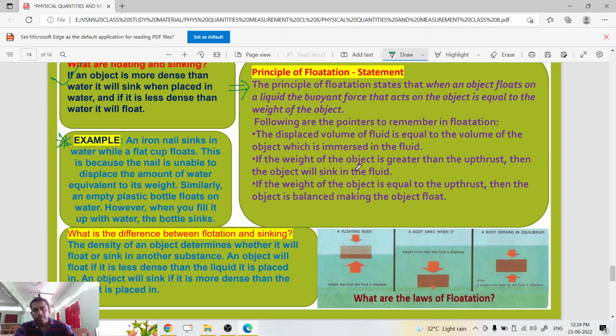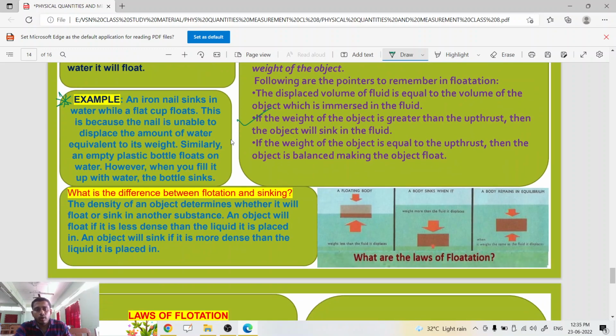At first, the displaced volume of liquid is equal to the volume of the object which is immersed in the liquid. If the weight of the object is greater than the upthrust, then the object will sink in the fluid. And if the weight of the object is equal to the upthrust, then the object is balanced, making the object float. Here you can see three figures.